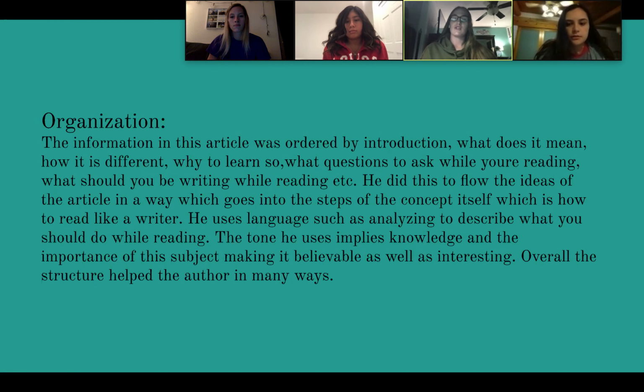He uses language such as analyzing to describe what you should do while reading, and the tone he uses implies that he actually does know what he's talking about, and that it's important to the subject itself. But overall, the structure helped us to understand how to read like a writer, which is what the entire paper is about.